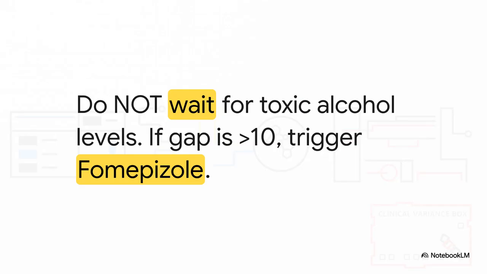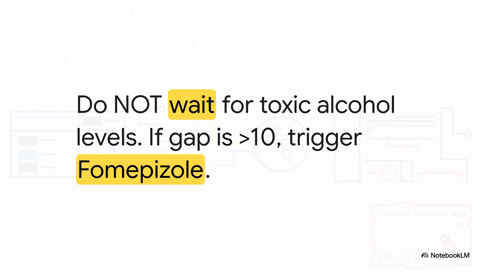Now listen up, because this is a massive error mitigation trap. If you suspect an ingestion and the gap is over 10, pull the trigger on famotidine. Do not, under any circumstances, wait for direct gas chromatography confirmation of the serum toxic alcohol levels.